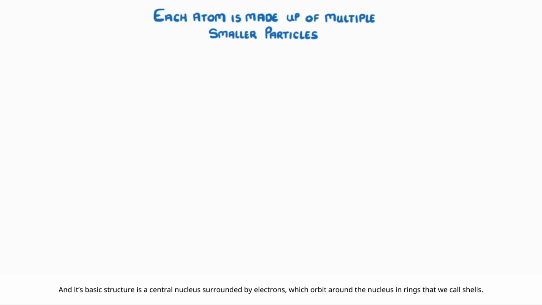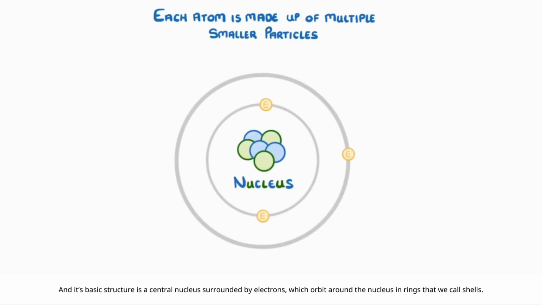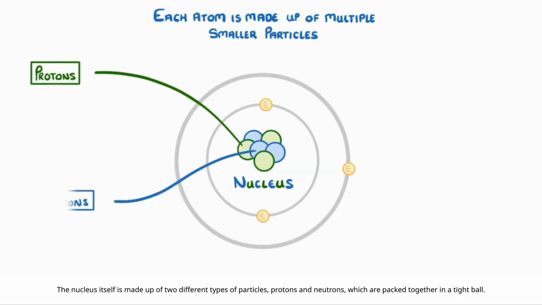The first thing to know is that each atom is made up of multiple smaller particles, and its basic structure is a central nucleus surrounded by electrons, which orbit around the nucleus in rings that we call shells. Although we've only shown one electron orbiting here, in reality all of the electrons would be moving all the time. The nucleus itself is made up of two different types of particles, protons and neutrons, which are packed together in a tight ball.